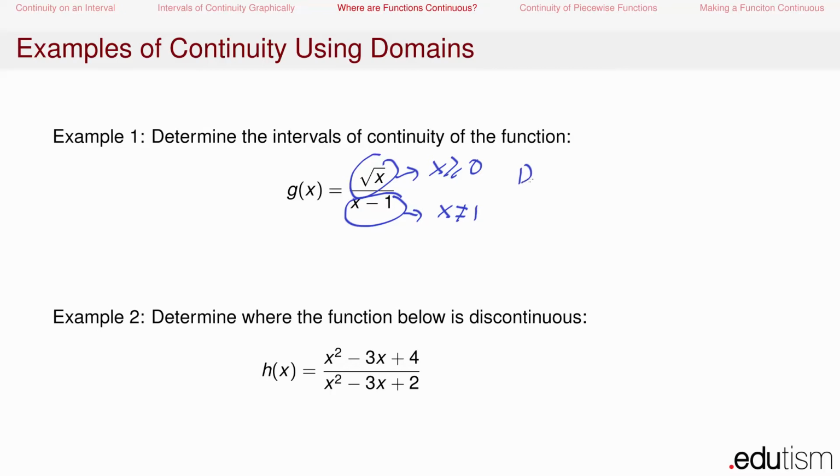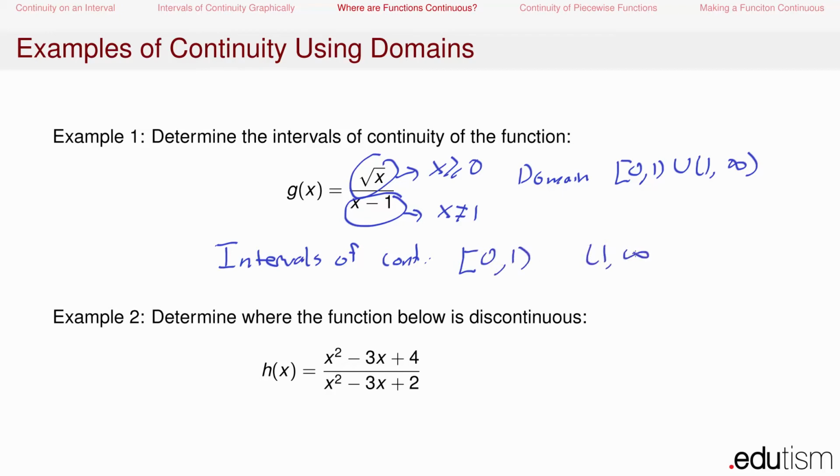So the domain is going to be the numbers between 0 and 1 together with the ones between 1 and infinity. Again, 1 is not included in either of those intervals. So this is the domain. This domain contains two intervals. Each of those is an interval of continuity. So I can say now that the intervals of continuity are 0 to 1 and 1 to infinity. So finding the intervals of continuity is as simple as finding the domain of the function.